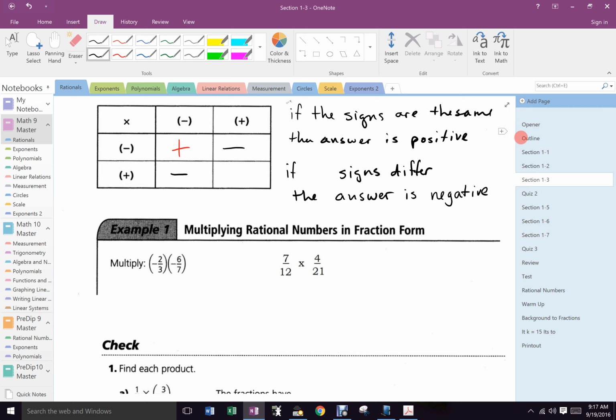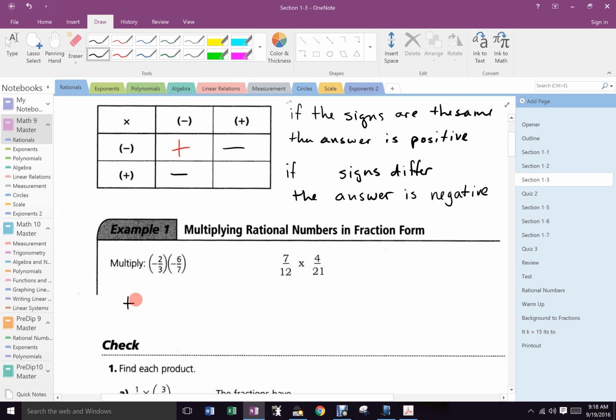Okay, so look at this question. What do you see? So what's the answer going to be? Positive. So do I care about the negatives in the question? No, they're gone. Forget about them. Because you know the answer is positive.